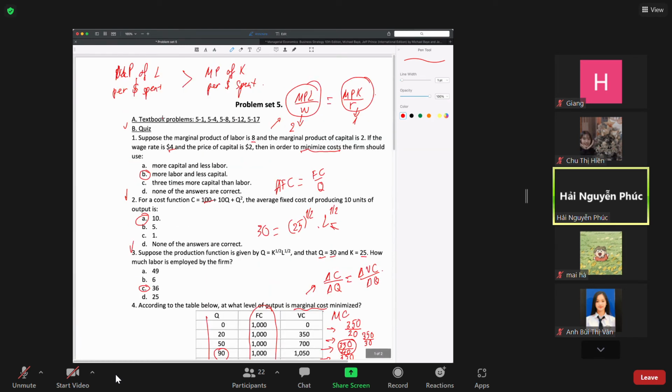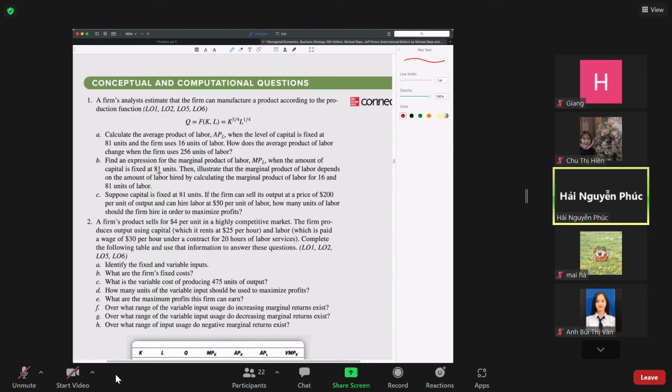Okay, so let's move next with the textbook problems 1, 4, 8, 12, 17. Right. It is the problems number 1. Let's take a look. They ask you the following. A firm's analysts estimate that the firm can manufacture product according to the production function. This one, a Cobb-Douglas function, right? And they ask you to do the following.